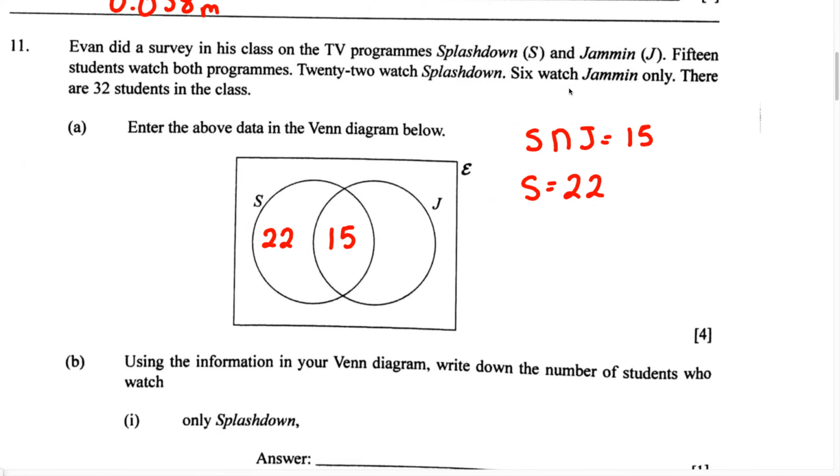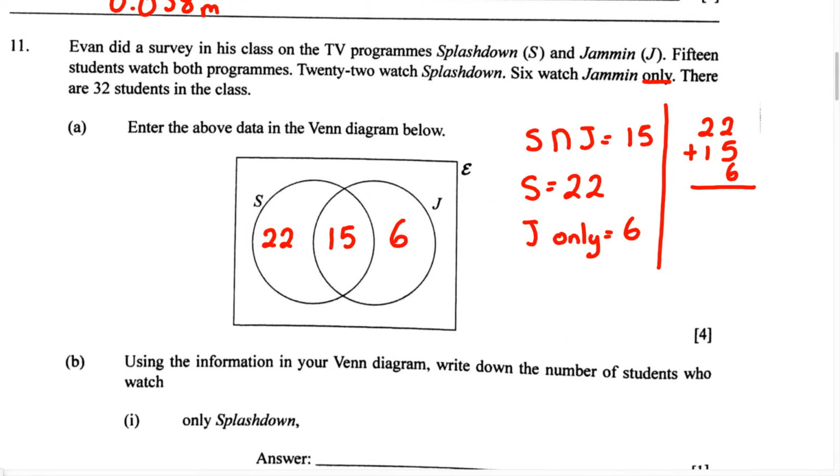Now it says 6 watch Jammin' only. Let's read it one more time. It says 6 watch Jammin' only. This word right here is very important: only. J for Jammin', but I'm going to write J only equals 6. So I'm just going to write 6. And then it says there are 32 students in the class. Now if we add 22 plus 15 plus 6, we're going to get 43.